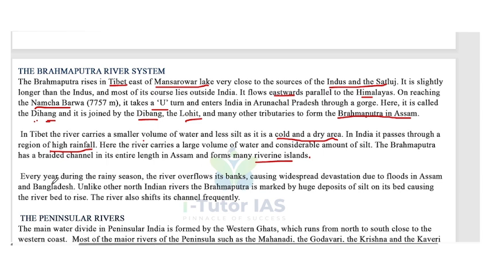Now, every year during the rainy season, the river overflows its banks, causing widespread devastation due to floods in Assam and Bangladesh. Unlike other North Indian rivers, the Brahmaputra is marked by huge deposits of silt on its bed, causing the river bed to rise. The river also shifts its channel frequently. Okay, so that's about Brahmaputra.